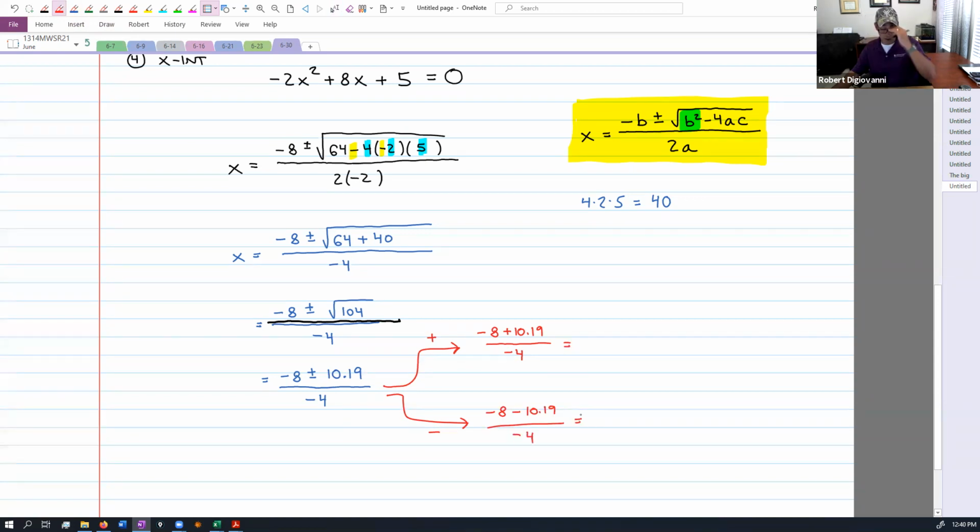All right, Caitlin, we'll stick with you here. So Caitlin, on the top, if you need your phone, it's fine. -8 plus 10.19 should give you what? 2.19. Okay, and then you're going to try and divide that by -4 and tell me what you get. 0.54. Negative? You should get negative because you're doing 2.19 divided by -4. Yeah. Okay, so it was negative what? Negative 0.54.